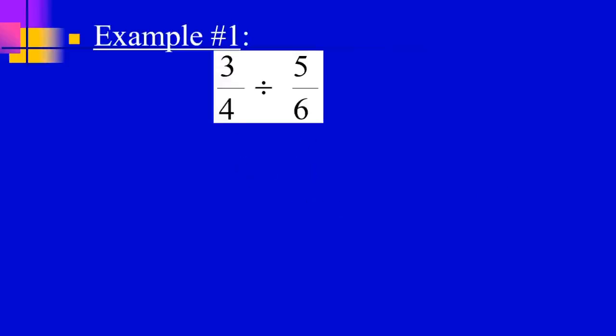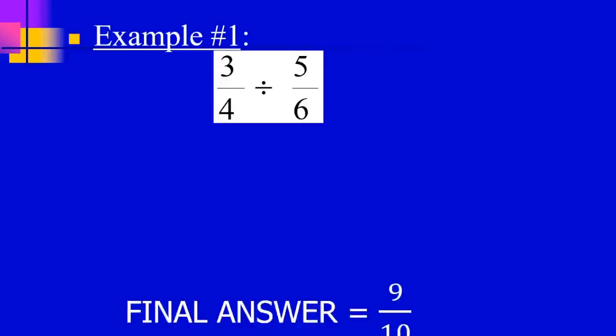Okay, so after that, we just have to multiply, right? So 3 times 6 is 18, and 4 times 5 is 20. So that's how we got 18 over 20. Okay, now we just need to simplify it. What is the simplest form of 18 over 20? It's 9 over 10, right? So that's how easy it is to divide and multiply fractions.